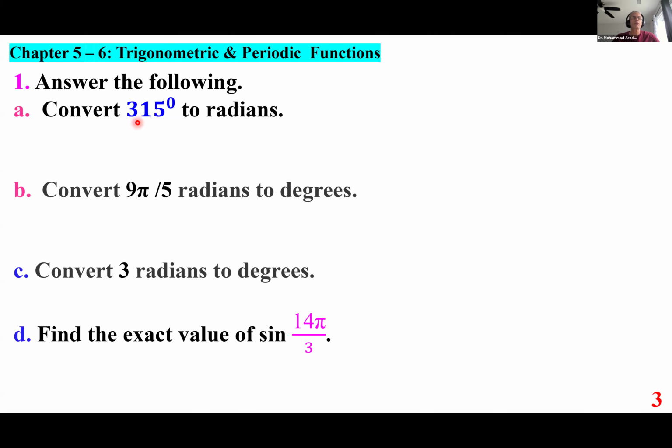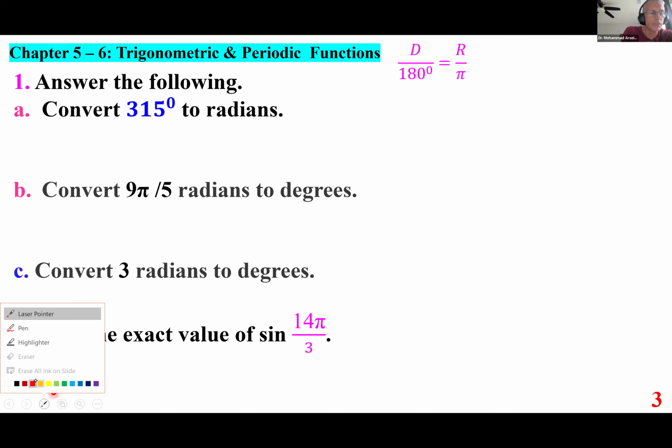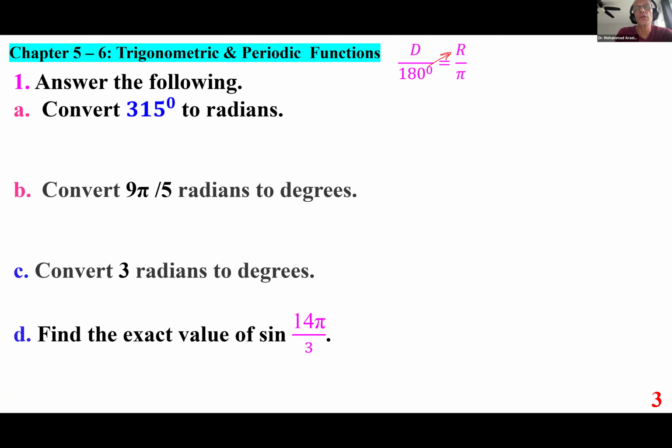Answer the following. Convert 315 degrees to radians. Well, first I want to remind you that we have the relationship that pi is equal to 180 degrees. Therefore, d standing for the degrees over 180 equals r standing for the radian over pi. You can do the cross product, and also let me just show you the cross product here. So if you do the cross product, 180 times r is d times pi.